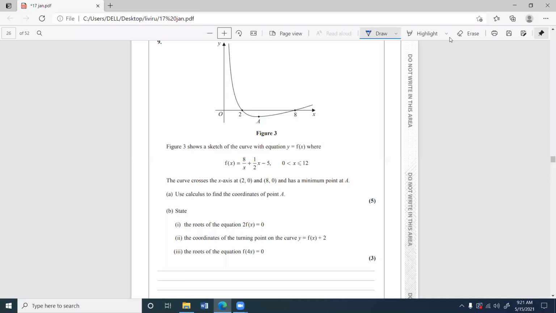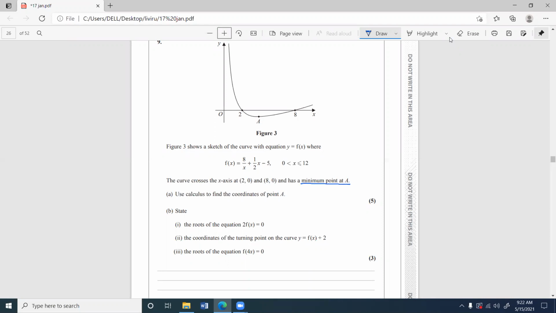Right, okay. Here, figure 3 shows a sketch of a curve with this equation. The curve crosses the x-axis at (2, 0) and (8, 0), with the minimum point at A. So we have to be concerned about this minimum point A. Use calculus to find the coordinates of A.